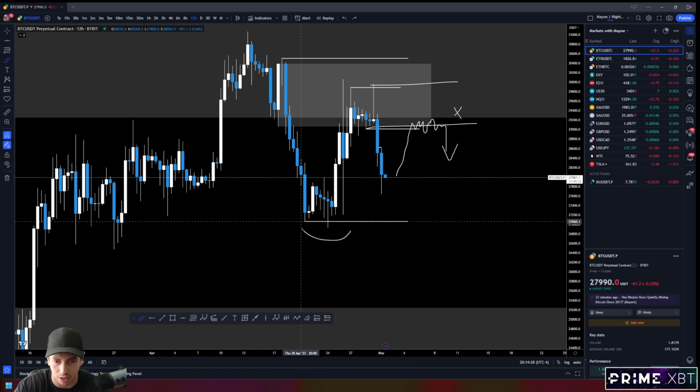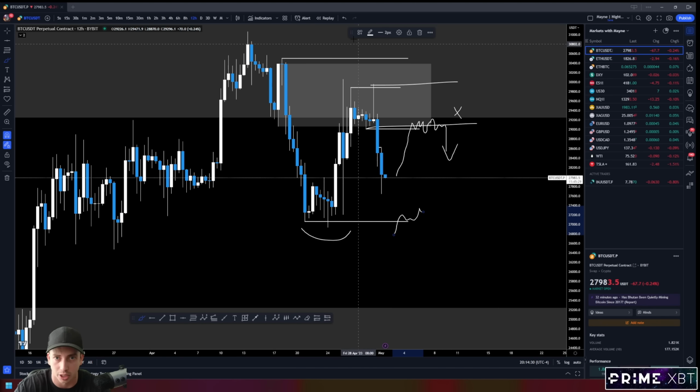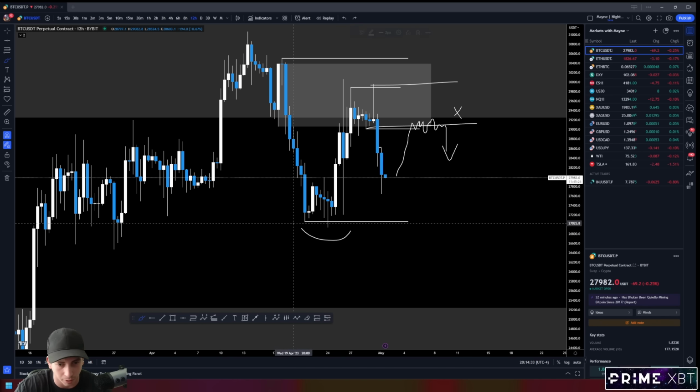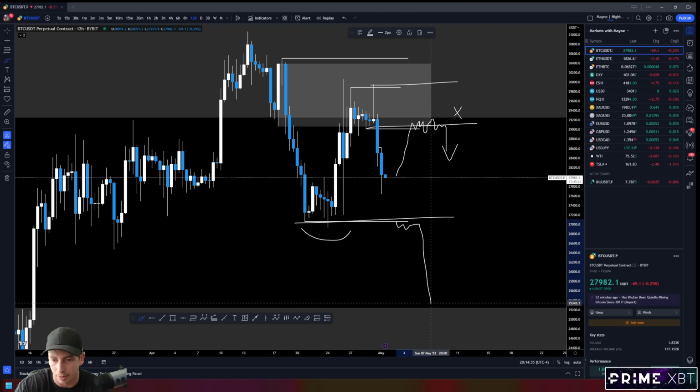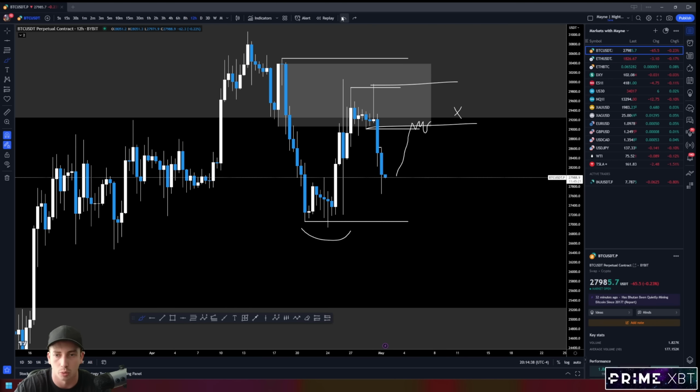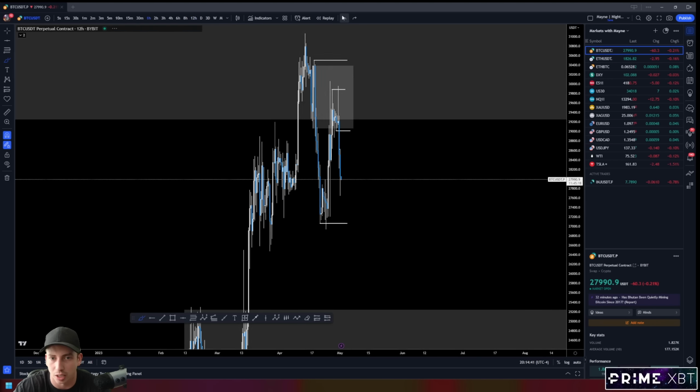So I want to see, are we just going to sweep this level and reclaim? If we do, I would get out of shorts, look for longs. But if we get below here and we're weak, I'm then looking at that weekly order block below, weekly breaker block. So I'm happy how the trade's playing out so far.